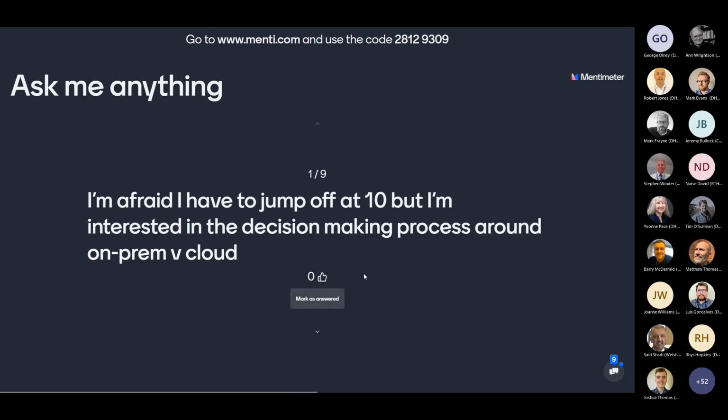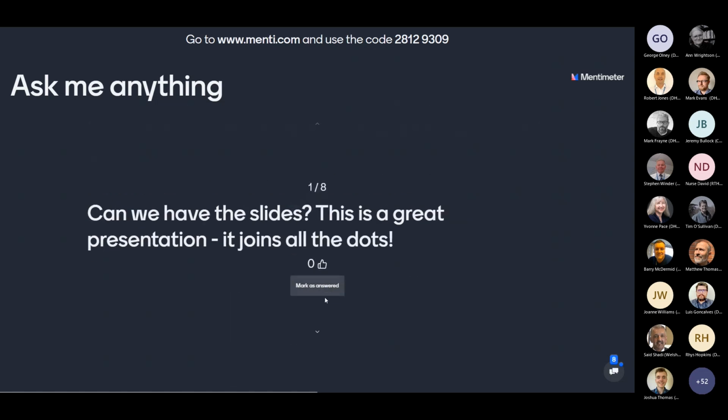Decision-making process around on-prem versus cloud. Oh, that's good. I hope the person that asked that can attend this afternoon's meeting. Okay, more questions to be had this afternoon. They had to go at 10, so they aren't here. Let's hope they arrive this afternoon. Can the slides be circulated, guys? Yeah, of course. Thank you.